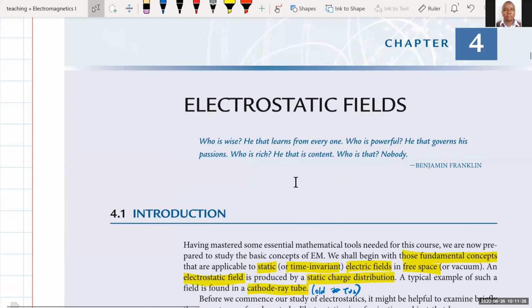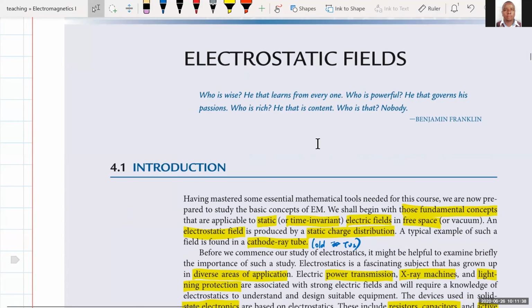So we are starting on chapter 4 of the class text, but again, I never shared the entire text. I just shared some excerpts of the notes. So those, in my view, are sufficient to assist you go through the material. Of course, there's a nice quote here from Benjamin Franklin, and that tells you that the person who is wise is the one who learns from everyone. The powerful one is the one who governs his passions, and the one who is rich is the one who is content. So I don't like the latter bit, but nevertheless, we are told that nobody achieves all those goals except the one who keeps on trying.